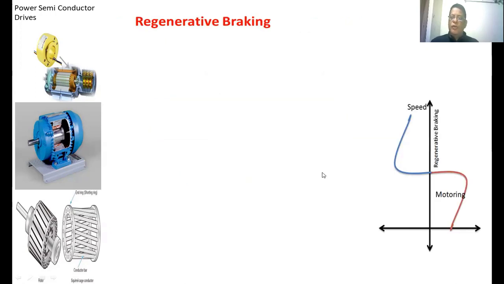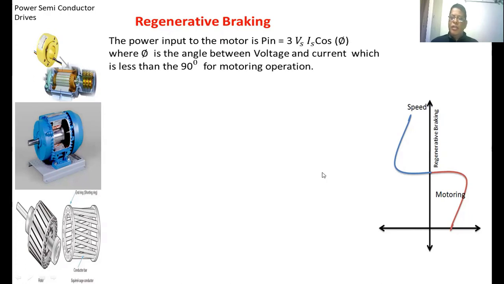Regenerative braking. We know that the input power in an induction motor equals 3 Vs Is cos phi, where phi is the angle between the voltage and the current. Suppose the machine is operating as a motor, then this angle will be less than 90 degrees.